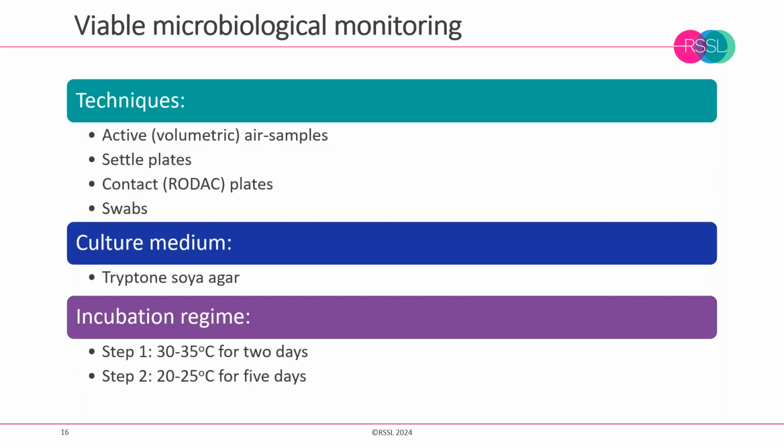And then just further with the case study and a little bit of background, the environmental monitoring regime typically consisted of the 4 primary culture-based methods. So we have active or volumetric air sampling, settle plates, contact plates, and swabs using tryptone soy agar, and then that was subjected to a dual incubation regime.